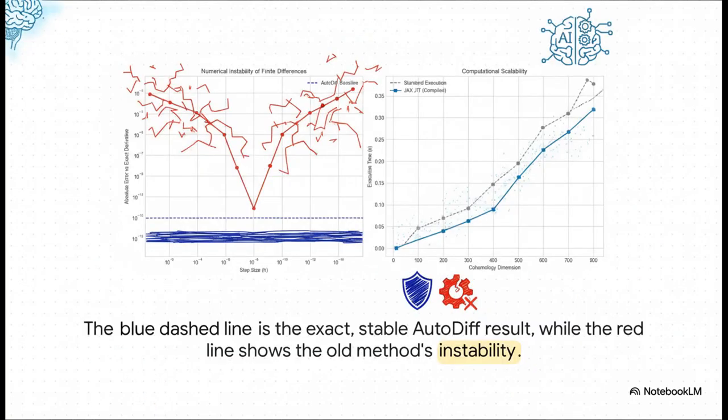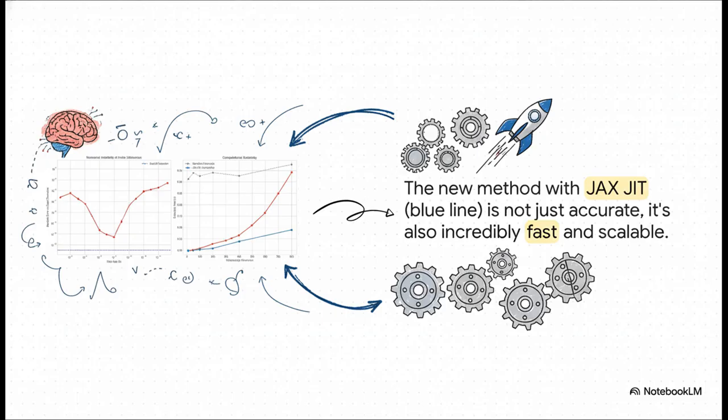And when you see it on a graph, the difference is stark. That perfectly flat, steady blue line at the bottom, that's the new method. Rock solid, stable, and exactly right. And that red line, that's the old way, perfectly tracing that V-curve of failure we talked about, collapsing no matter which way you go.